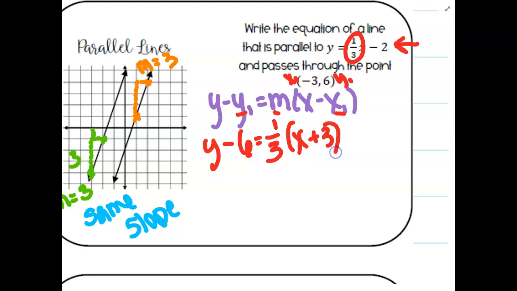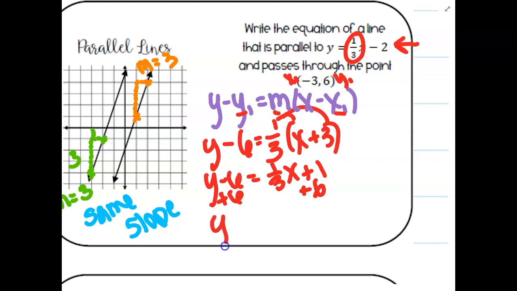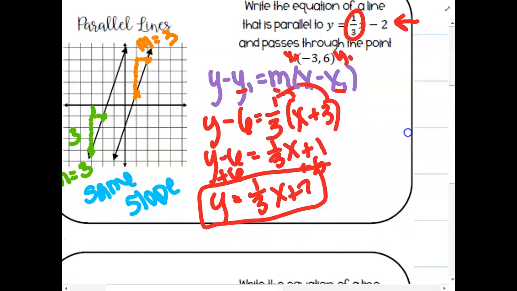And then to put it into slope-intercept form, just like we did the last 2 days, we're going to do 2 steps. We're going to distribute first. y minus 6 equals 1/3 x, 1/3 times 3 is a +1. And then the last step, to get rid of the -6, we are going to add 6. So we have y equals 1/3 x plus 7.